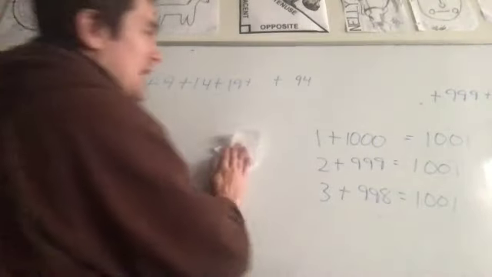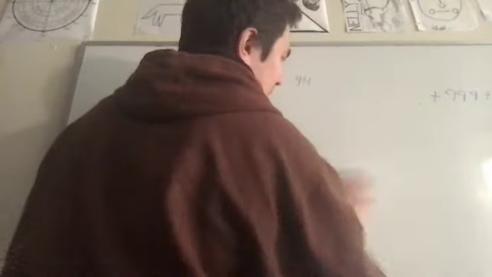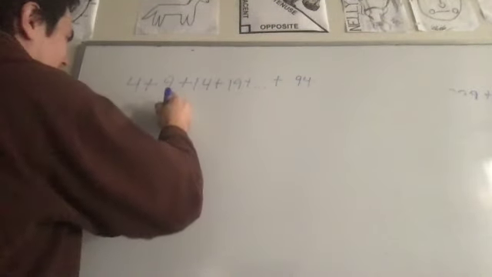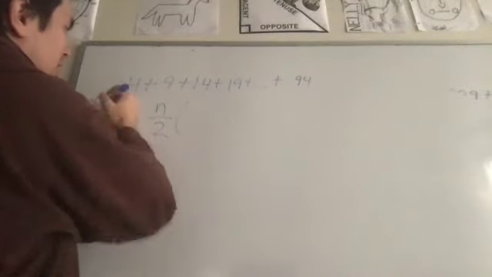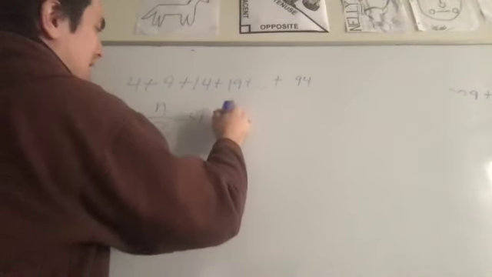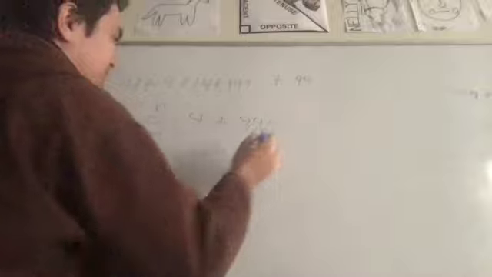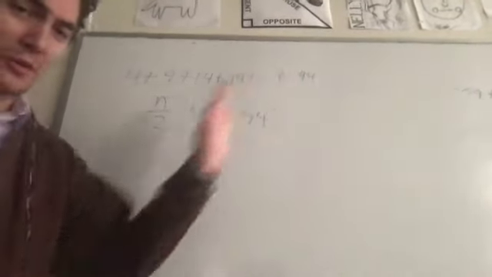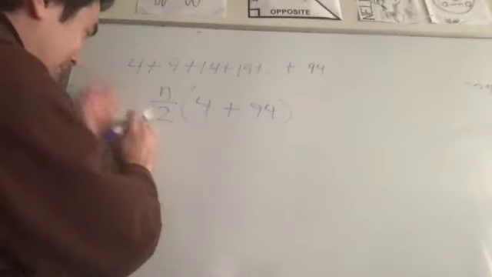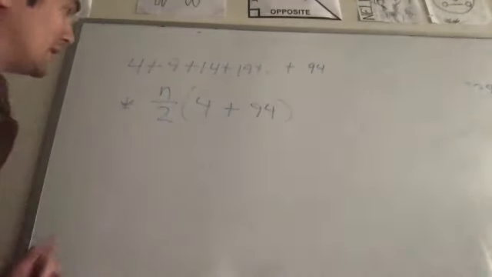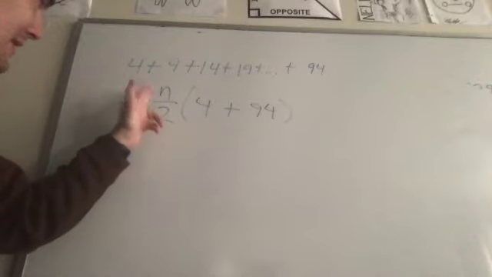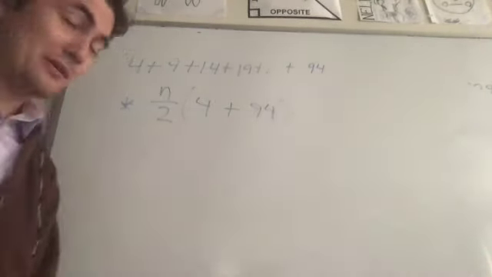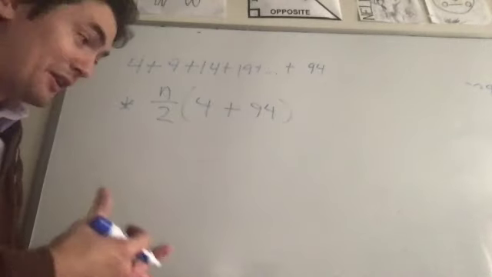Well, I need to apply my formula in a creative way. The formula, one more time, is n over 2 times the first term, which is 4, plus the last term, which is 94. Uh-oh, I don't know what n is. I need to know how many numbers there are. How do I do that? I'm kind of stuck right here. To find out what this n is, I need to know what term 94 is.